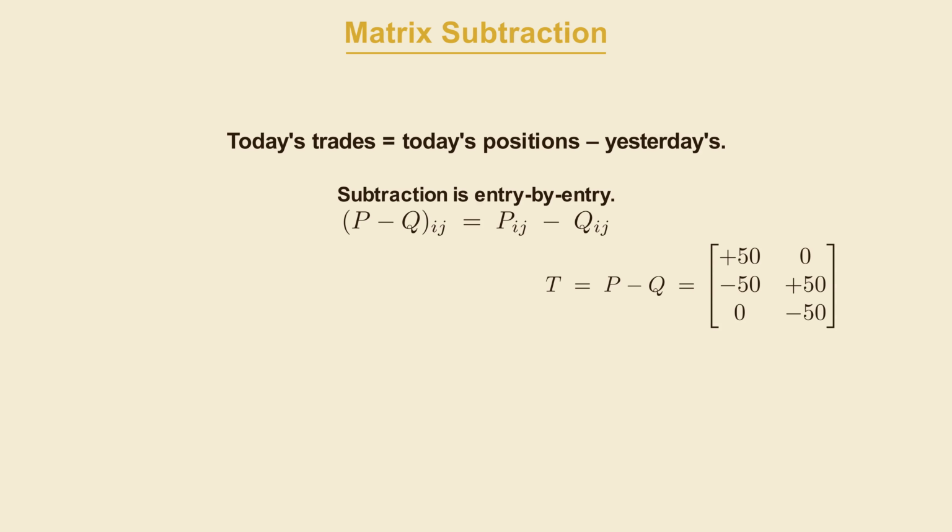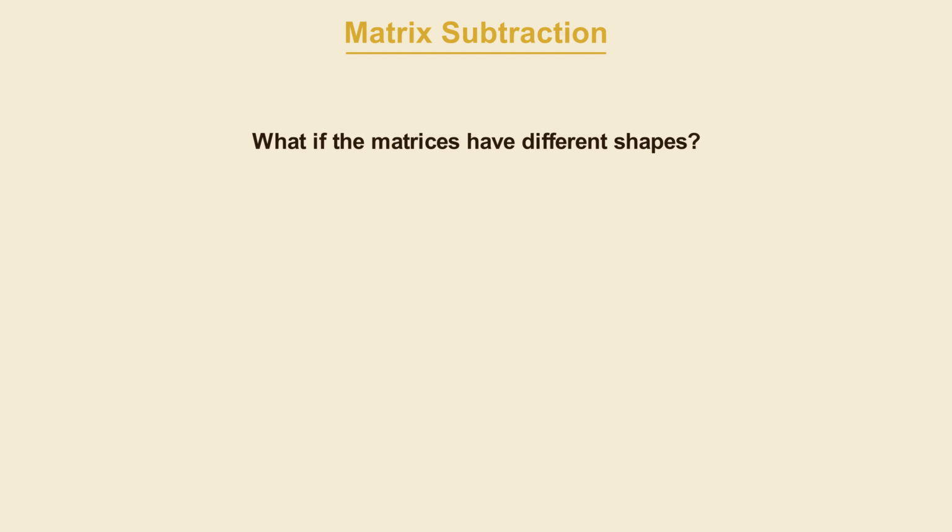Continuing down the matrix, you end up with a complete trade matrix T, which equals P minus Q. Each entry is positive if shares were bought, and negative if shares were sold. There's 0 if there was no trade. One thing that this example shows us quietly is that we're only able to subtract these two matrices because they have the same shape. Both are 3 by 2. Think about what would happen if we tried to subtract two matrices that don't have the same shape. An example of this would be if both funds started trading some fourth asset.